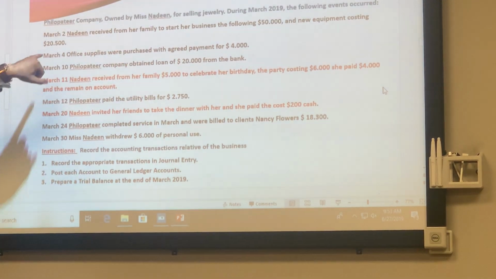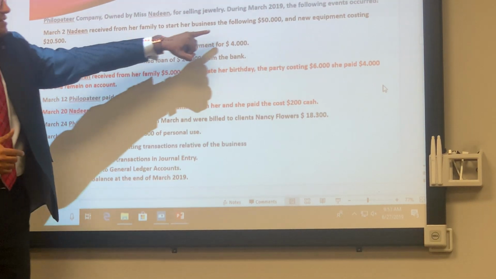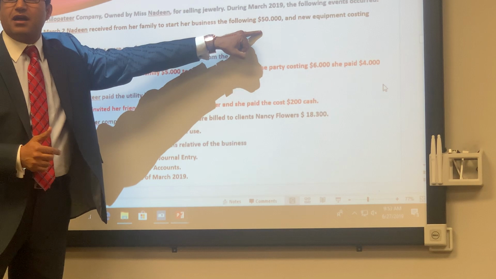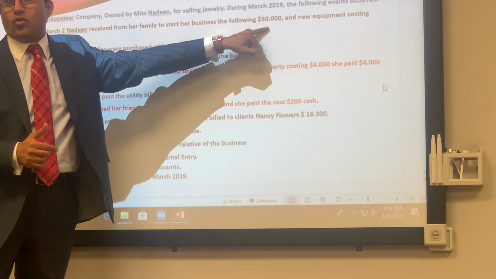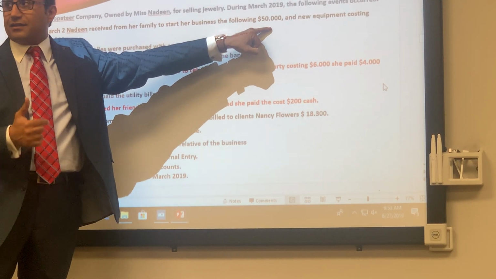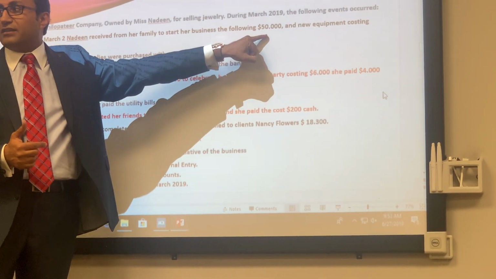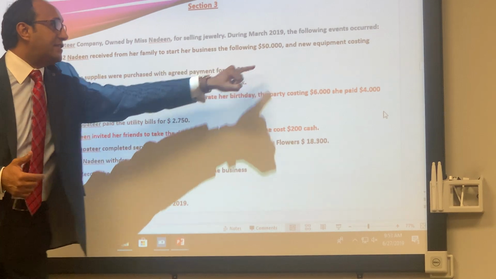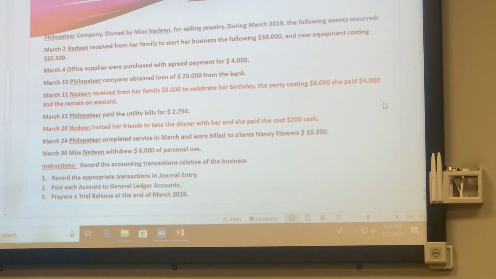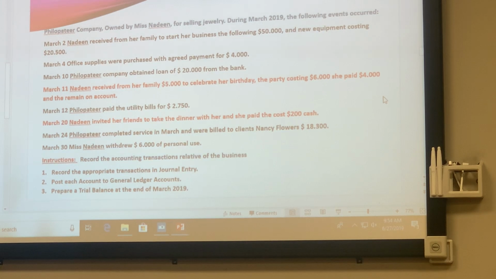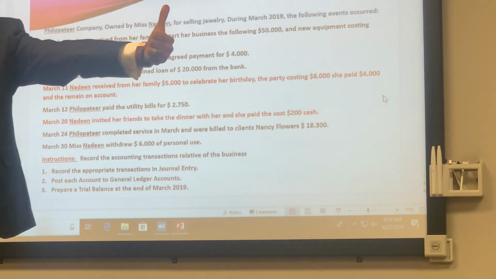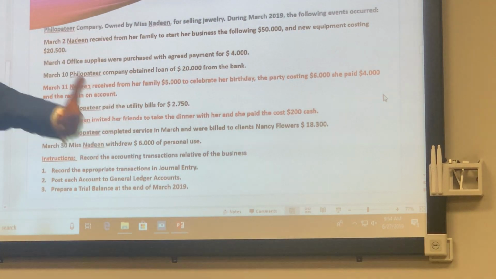That tells us $50,000, but here it didn't record the cash. I have to know this means reflect cash or indicate cash. $50,000 received from her family, $50,000 cash, and new equipment. So Nadine received from her family 2 things: cash, $50,000, and equipment.